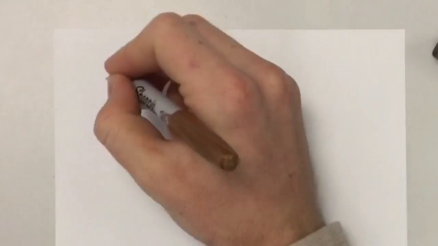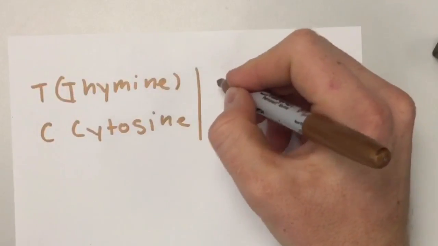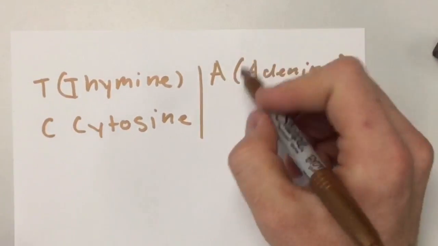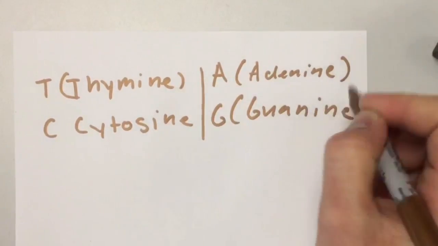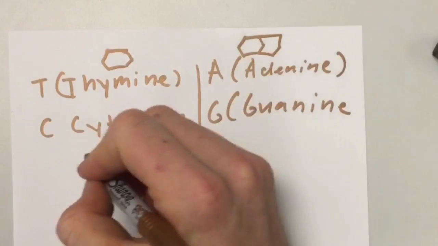Alright, so these are the complementary bases. You have the pyrimidines, which are thymine and cytosine, and the purines, which are adenine and guanine. The pyrimidines are smaller, while the purines are larger, and these all make up the complementary bases.